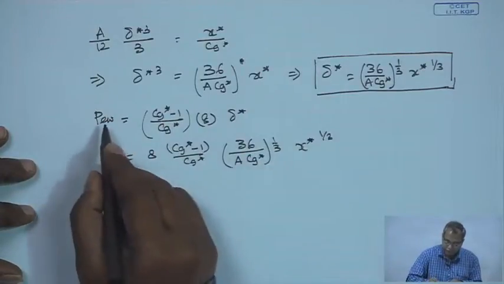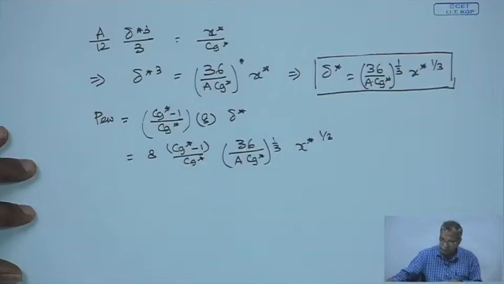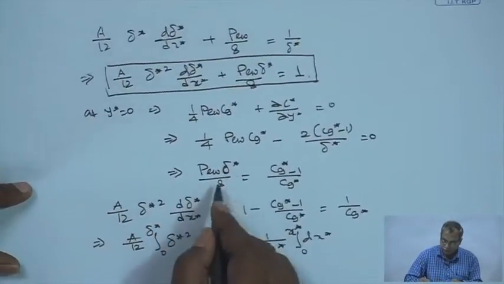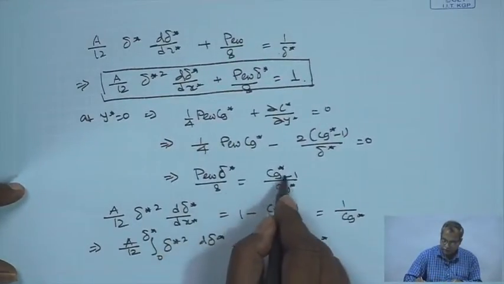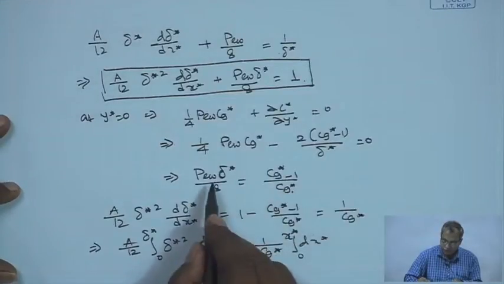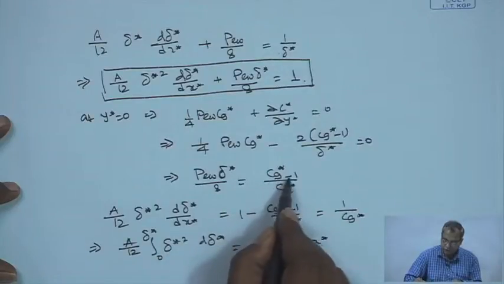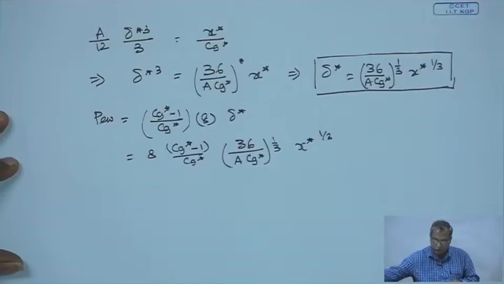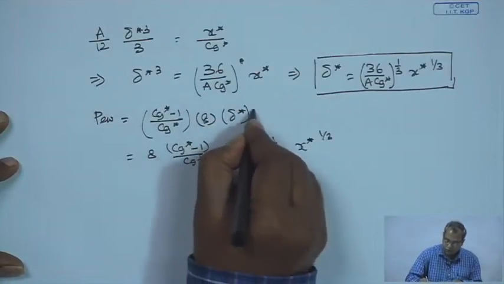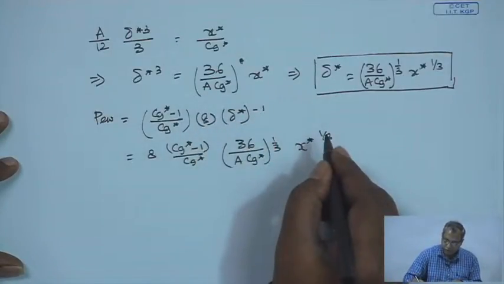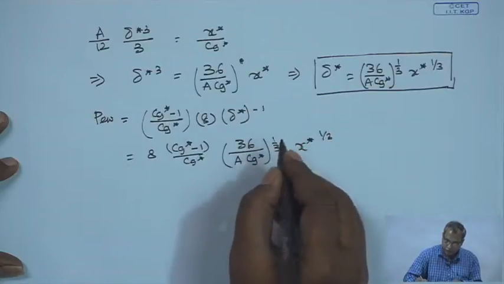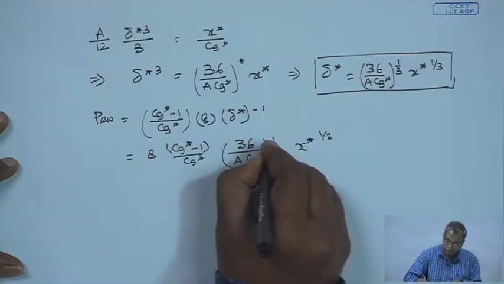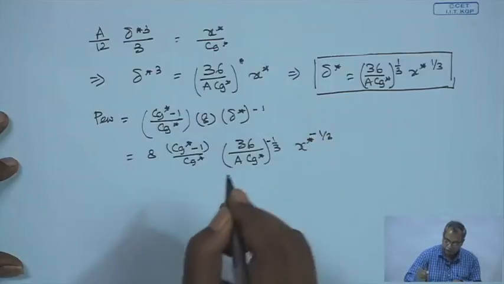So, in fact, if you remember the expression, it was P w delta star by 8 is equal to C g star minus 1 by C g star. So, we have put what is the expression of P w? P w will be nothing but 8 by delta star times C g star minus 1 by C g star. So, delta star will be in the denominator, so there will be a minus 1 upon 3 and there will be minus 1 upon 3 here.